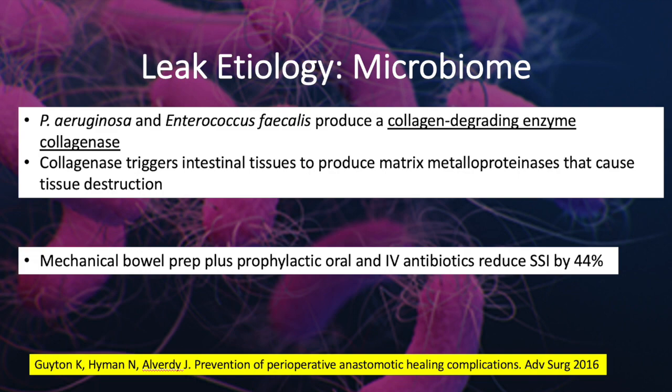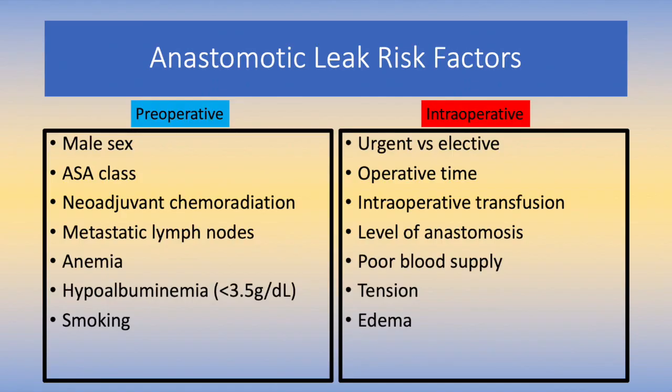There are many risk factors for leak, but specifically preoperative risks include male sex, ASA class, prior neoadjuvant chemoradiation, presence of metastatic lymph nodes, anemia, malnutrition, and a smoking history. Intraoperative factors include the urgency of the surgery, operative length, intraoperative transfusion, the level of anastomosis, ischemia, tension, and edema.